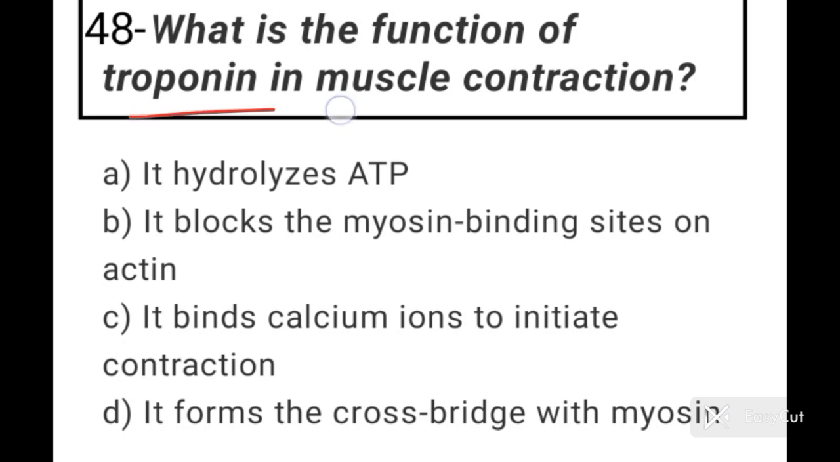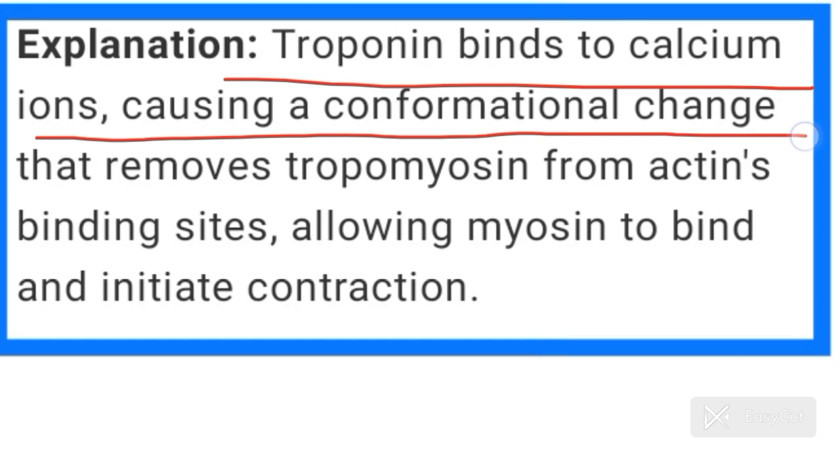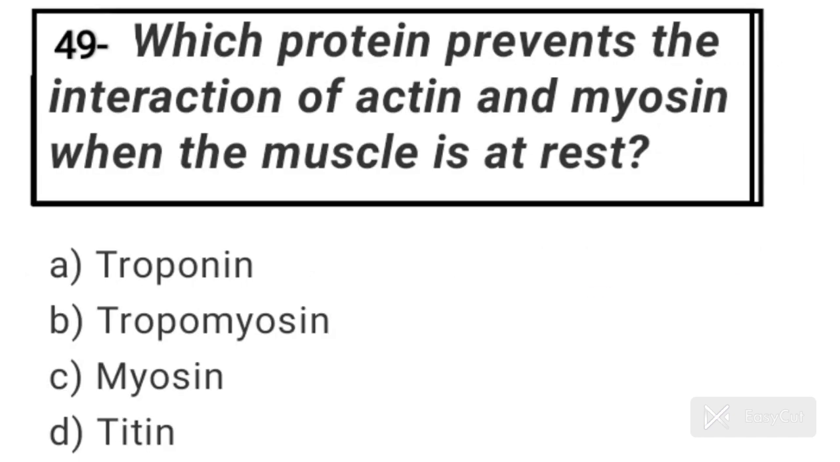Question number 48. What is the function of troponin in muscle contraction? Troponin binds calcium ion to initiate contraction. So option C is correct for question number 48. Troponin binds to calcium ions, causing a conformational change that removes tropomyosin from actin's binding sites, allowing myosin to bind and initiate contraction.